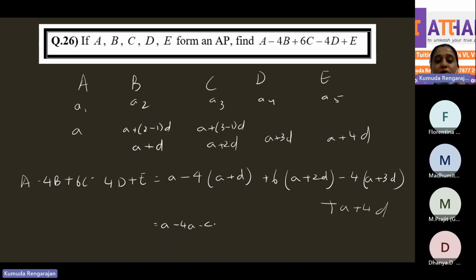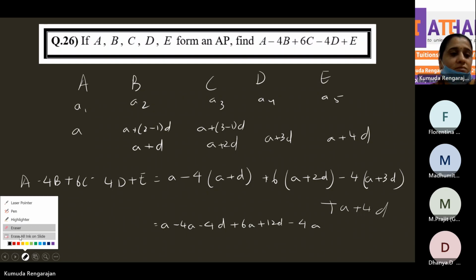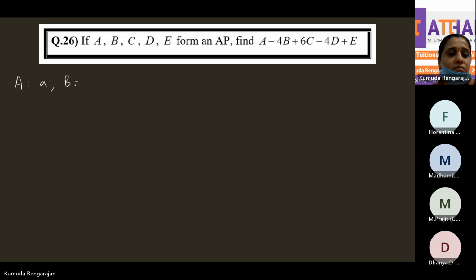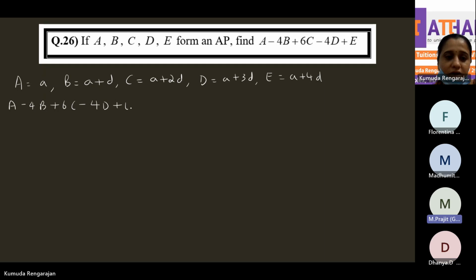Ma'am, I got the same answer. What do you get? Zero, ma'am. Which method? This method, ma'am. So all the D's got cancelled, is it? Yes, ma'am. So children, you can do that. Work it. If you want the perfect presentation, ma'am, I got zero. Ma'am, I got zero as final answer. I got zero as well.